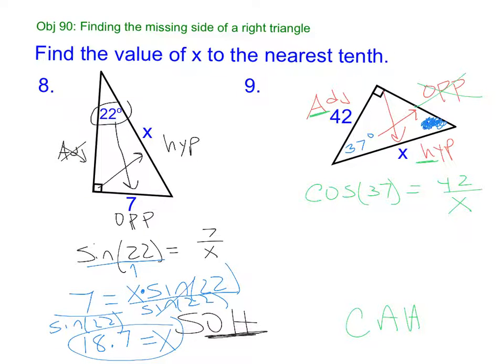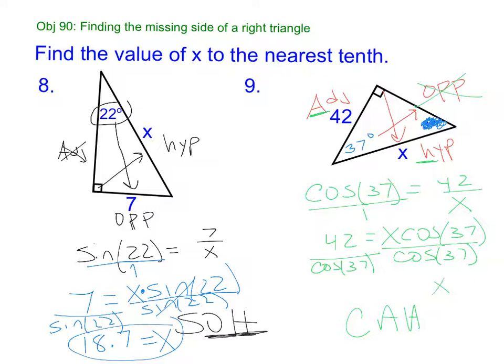So follow the same procedure as we did in number 8. I'm going to cross multiply. 1 times 42 is 42. X times cosine of 37 is just x cosine of 37. Divide by cosine of 37. X equals 42 divided by cosine of 37. And I can put that whole thing in the calculator. I get 52.6. And that is your answer.